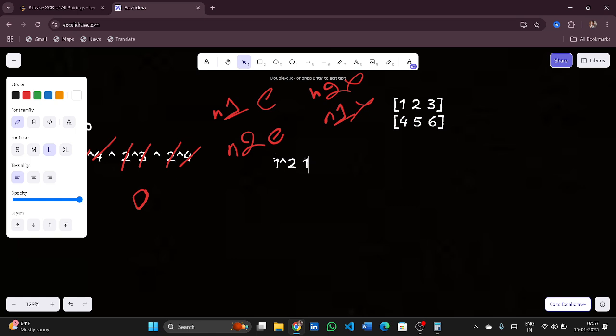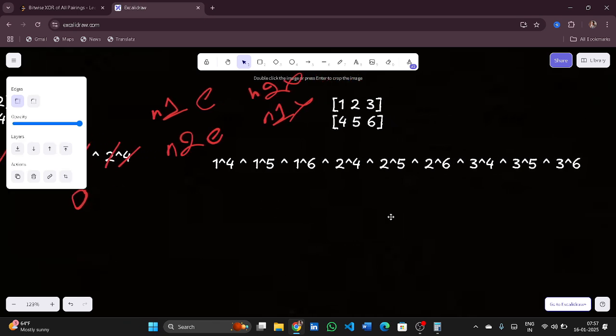1 XOR 2, 1 XOR 4, 1 XOR 5, 1 XOR 6, and then 2 XOR 4, 2 XOR 5, 2 XOR 6, and then 3 XOR 4, 3 XOR 5, 3 XOR 6. So this is the thing.